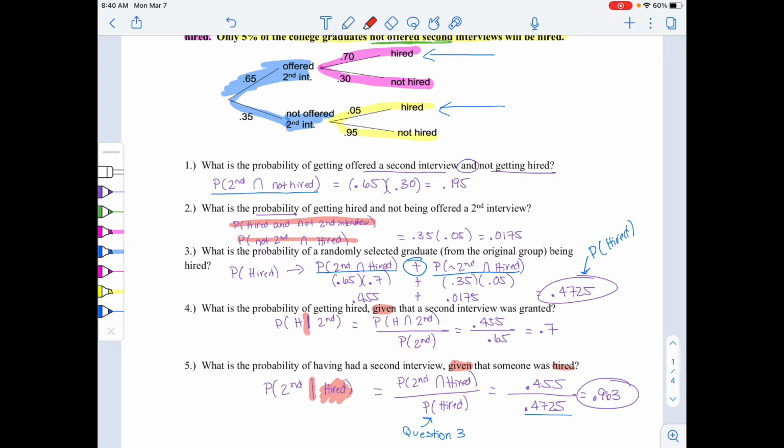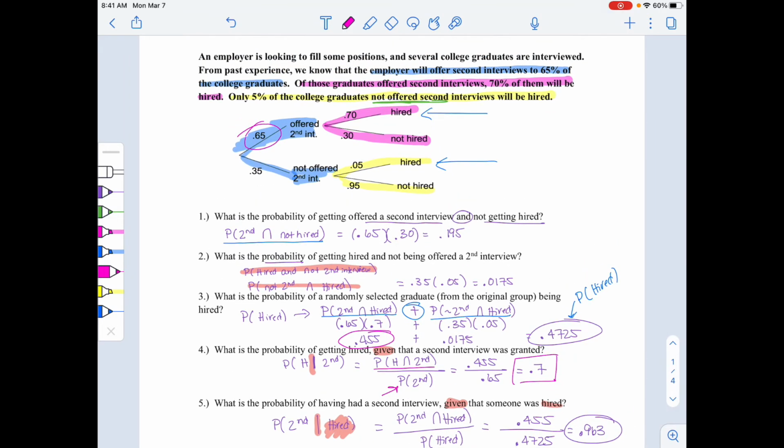So I'm looking at the probability of being hired and having a second interview divided by the probability of having a second interview. Well, the probability of being hired and having a second interview, we actually just did in the prior problem, my 0.455. And the probability of having a second interview is that original, look up at your tree, the original 65%. So when I do that division, I get out 0.7. Now what I want you guys to look at is look up at your tree.